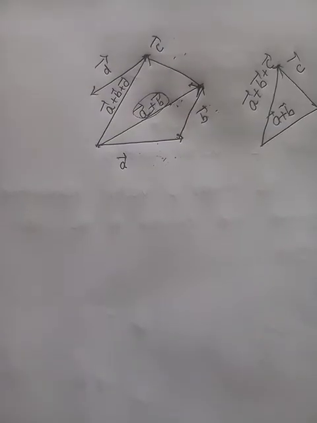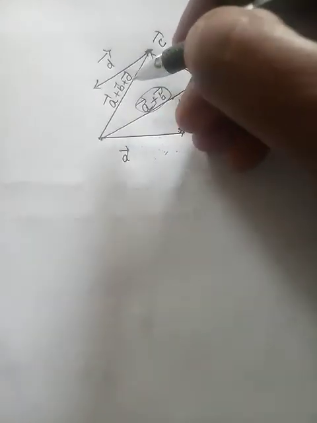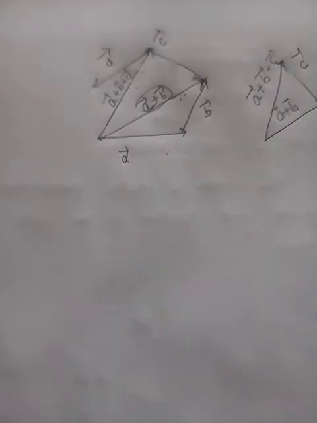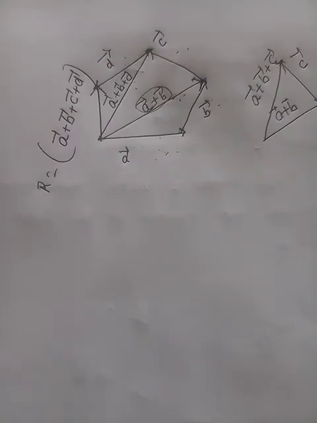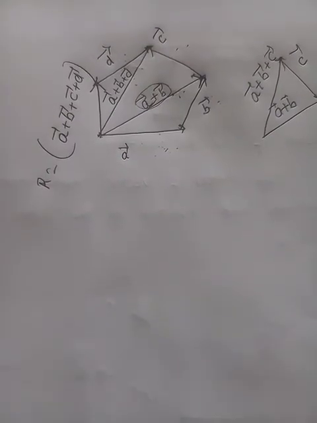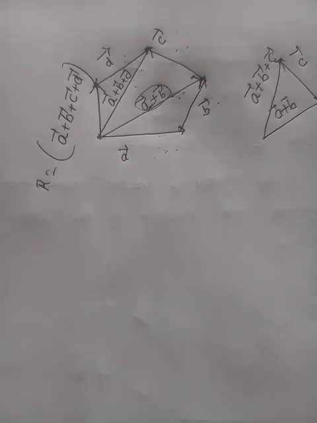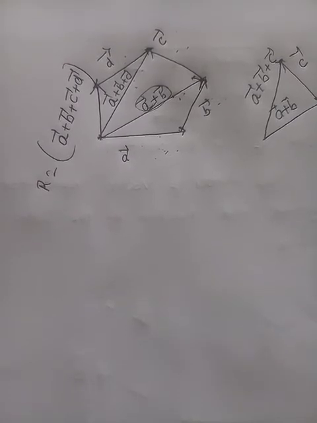At last, now again last one, these 2 sides represent 2 sides of a triangle. Then this closing side in opposite direction gives the summation of all 4, A bar plus B bar plus C bar plus D bar, that is the resultant. So this is the way to calculate the polygon law of vector addition, or the addition or subtraction of more than 2 vectors by using polygon law of vector addition.